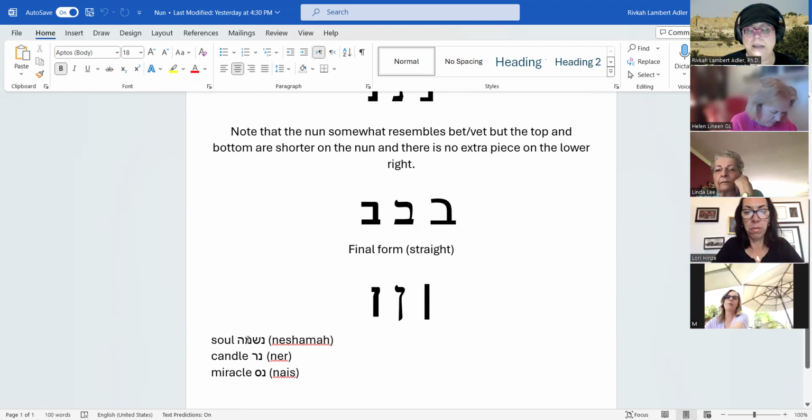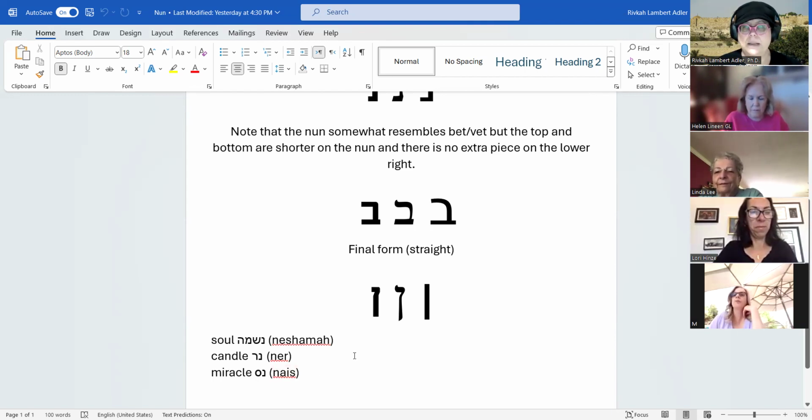One is neshama, that's probably a word you know, that means the soul. A ner is a candle. So when we say the blessing on candle lighting, we say lahadlik ner shel Shabbat. That is a candle. And a miracle, which we just experienced, is a nes. Okay. And that's Nun Samach. We haven't learned the Samach yet, but there's some words that begin with Nun. Okay.